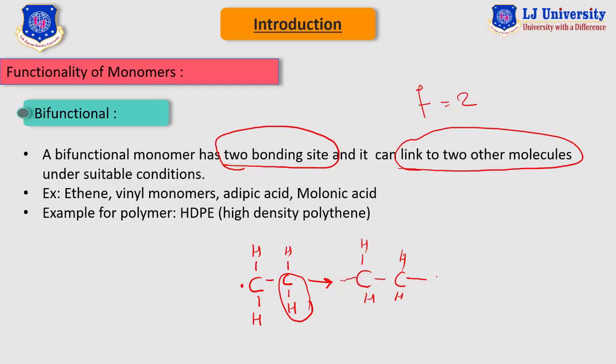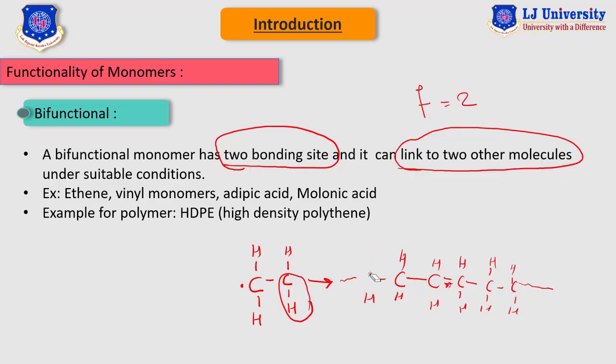So let me just draw one more monomer of ethene, double bond here. One hydrogen is attached to this, one hydrogen is here, one hydrogen is here. And if I break this, let me just remove this. If I break this, one more monomer can also react with it, right? So here one more ethene group can connect. So like this the chain of reaction will continue, right? So we can say that this ethene is basically a bifunctional monomer, right?